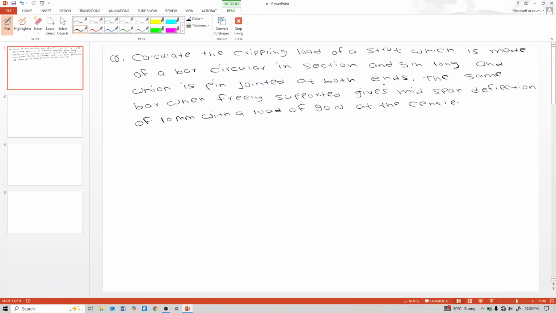Today, in this video lecture, we will see this numerical 7th on Euler's formula. First read this numerical. Calculate the crippling load of a strut which is made of a bar circular in section and 5 meter long and which is pin jointed at both ends. The same bar when freely supported gives midspan deflection of 10 mm with a load of 80 Newton at center. So our objective is to find this crippling load.